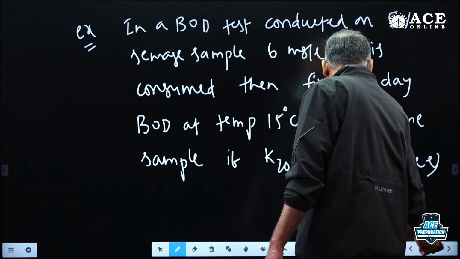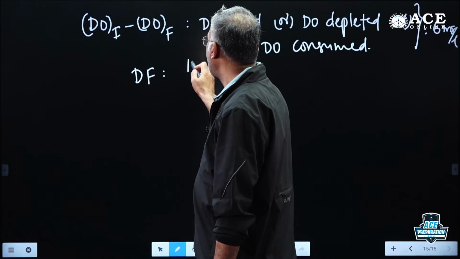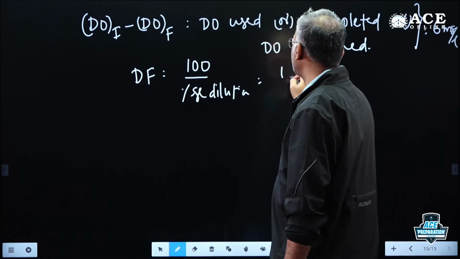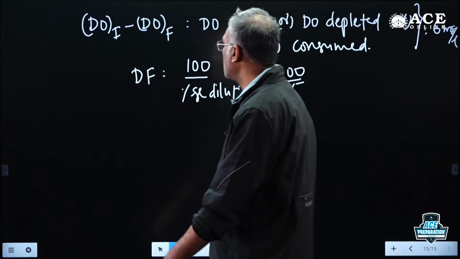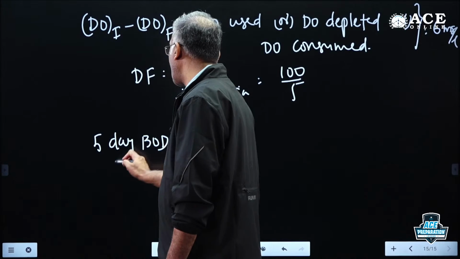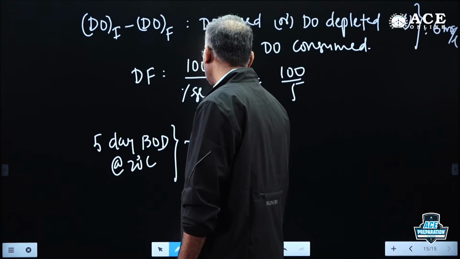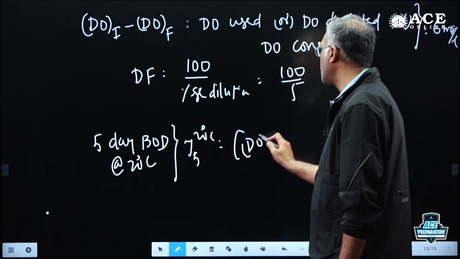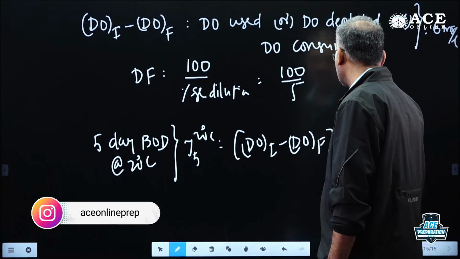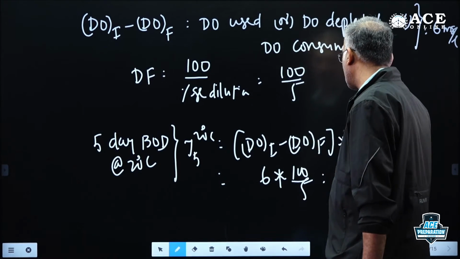What is the dilution factor for this? Dilution factor is equal to 300 by Vs, or 100 by percentage dilution. Here it is a 5% sample, so 100 by 5. Therefore, a 5-day BOD test means by default the 5-day BOD at 20 degrees only, no need to write again. It is DO initial minus DO final into dilution factor. This is given 6, this is 100 by 5. So it is 120 milligram per liter.